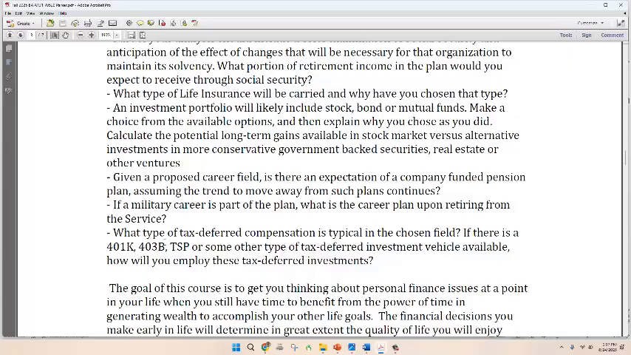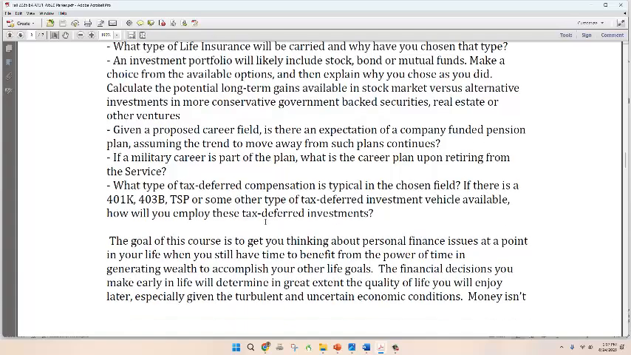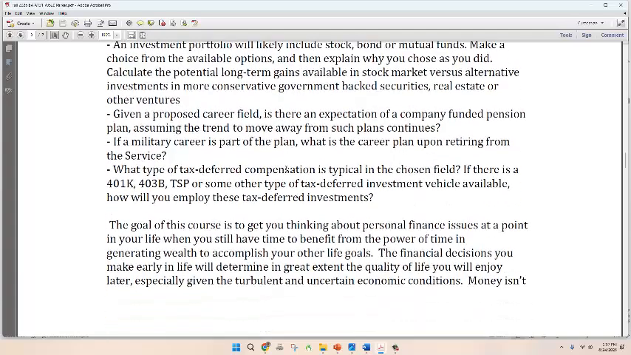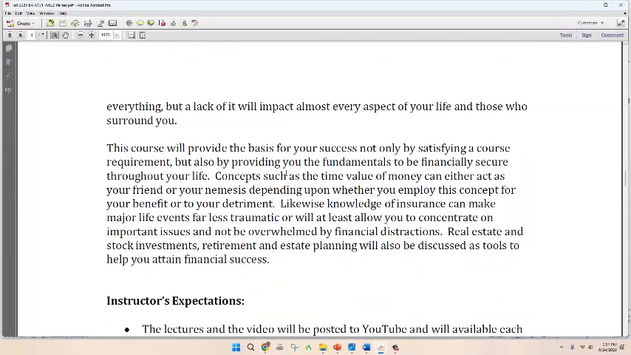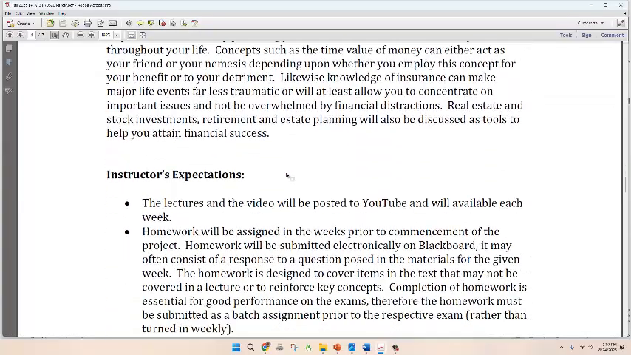We'll talk about all these different things. You may not know a 401k from whatever, tax deferred or any of that kind of stuff. We'll go through it. By the end of this course, you'll have an idea of all those things.